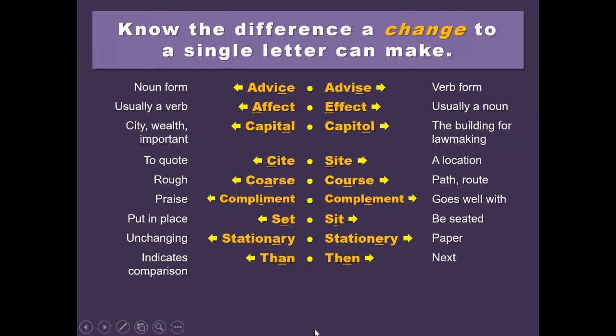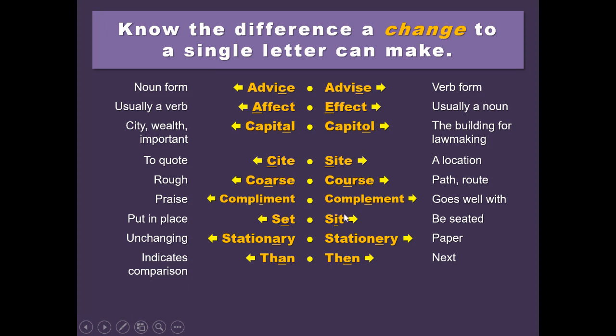Okay. Here we go. This is the one I was going to talk about, I think. We go advice and advise, affect and effect. Notice that affect is a verb, effect is a noun. Capital is our city, capital or state capital, and then capital is the building for lawmaking. I am so sorry. I just messed you up on that. Capital is wealth or money. Capitol is actually our state capital or our U.S. capital.